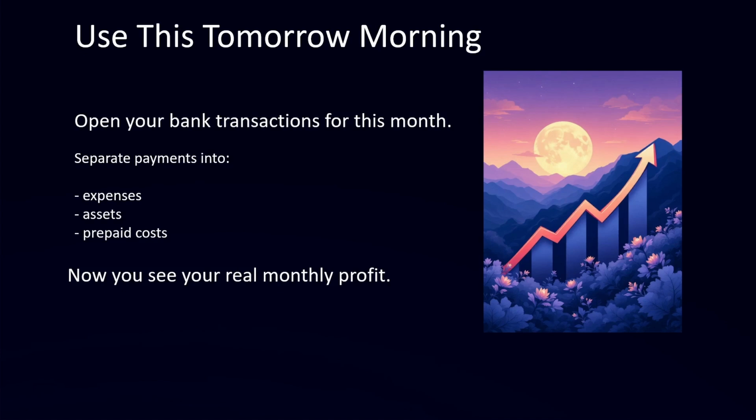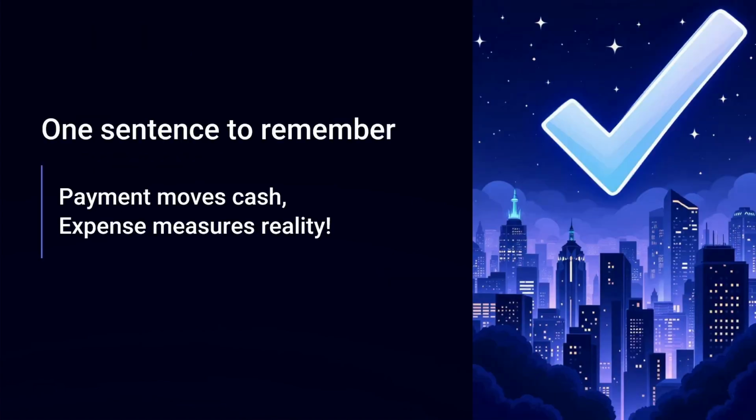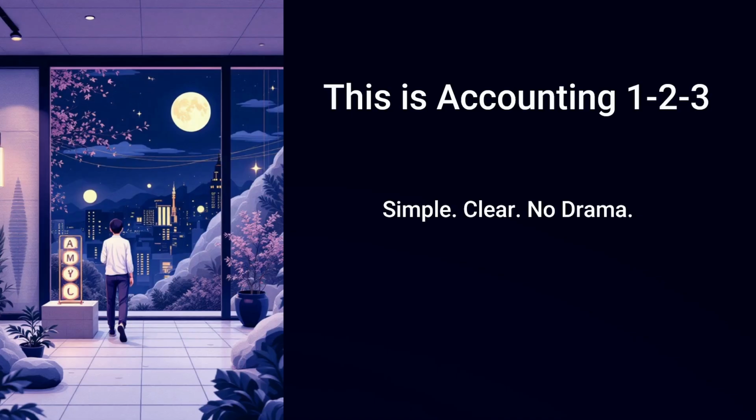You can use this tomorrow morning. Open your bank transaction for this month. Separate payments into expenses, assets, prepaid costs. Now you will see your real monthly profit. One sentence to remember from the whole presentation. Payment moves cash, expense measures reality. This is accounting 123. Simple, clear, no drama.